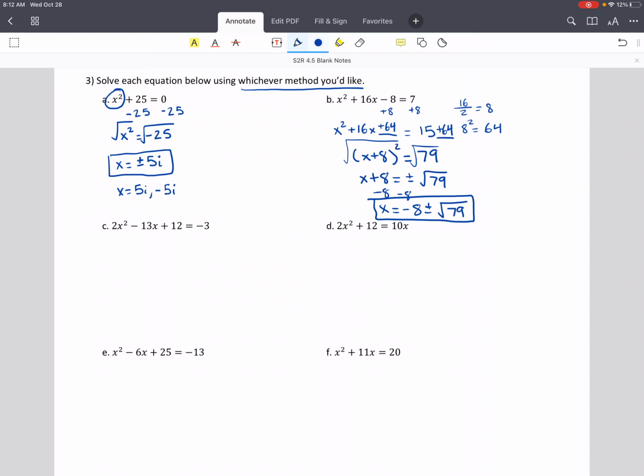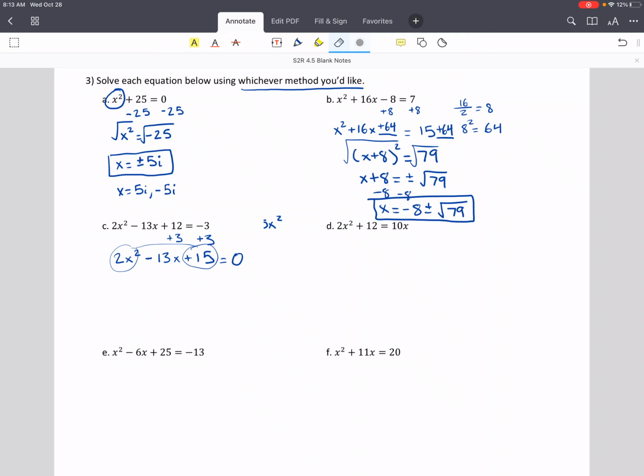Okay, part C. I know I'm not going to complete the square right away because a equals 2. Which means I'm going to add the 3 over because everything else pretty much wants it to be equal to 0. Okay, I'm going to try factoring because I always try factoring first. That's a personal preference.